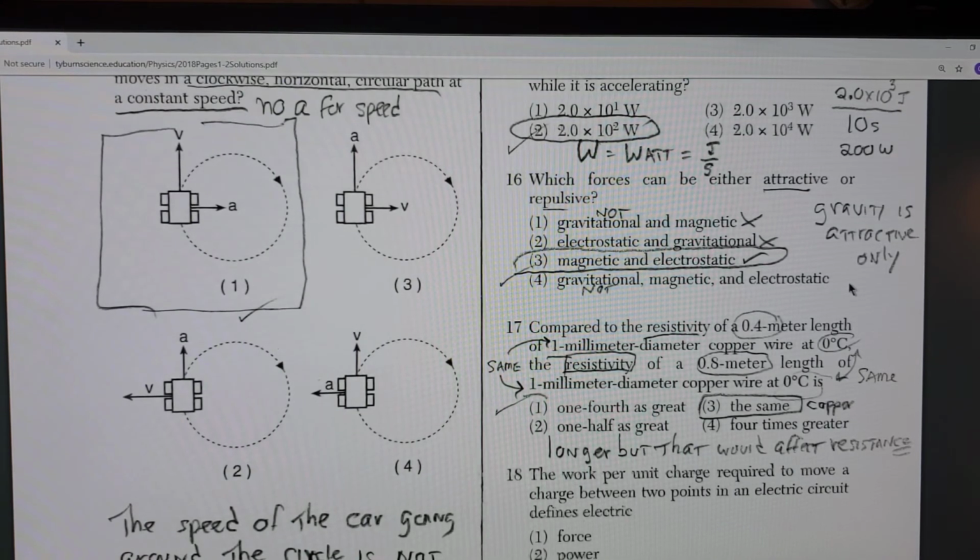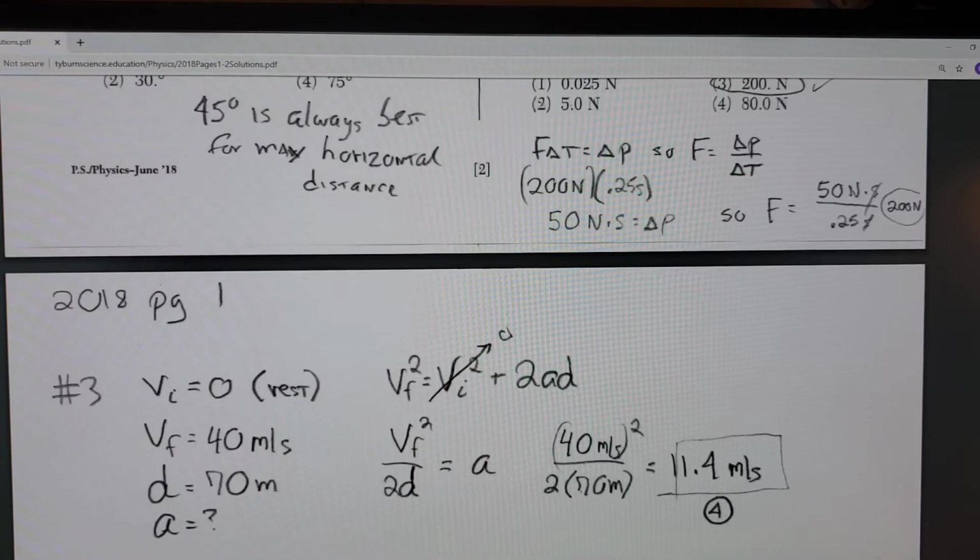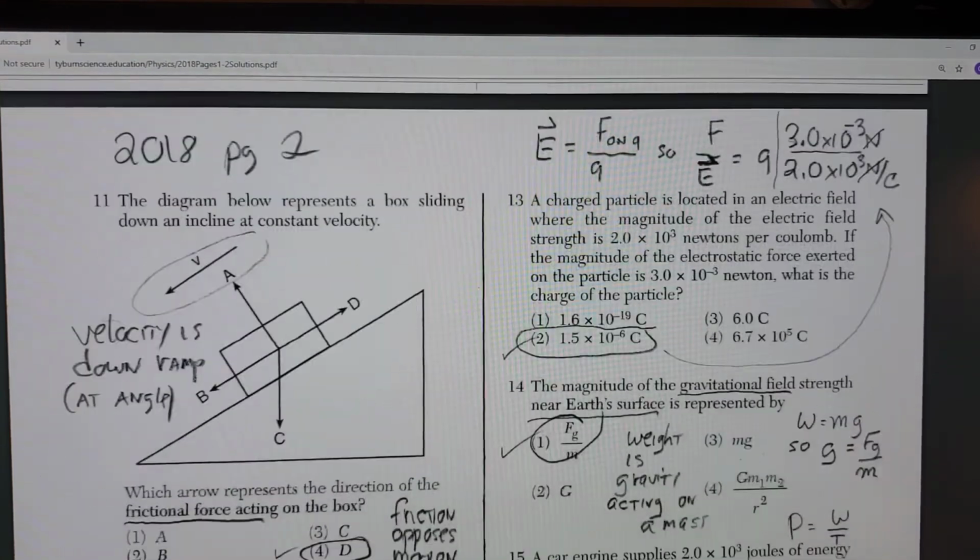Well, number 1 is not correct because it's gravitational. That can't be. Number 2 has gravitational. It can't be. Number 3 is the one that we want, magnetic and electrostatic. And number 4 has gravitational again. That one is just a process of elimination. Okay, let's see. This one I probably get wrong too. It's a hard question.